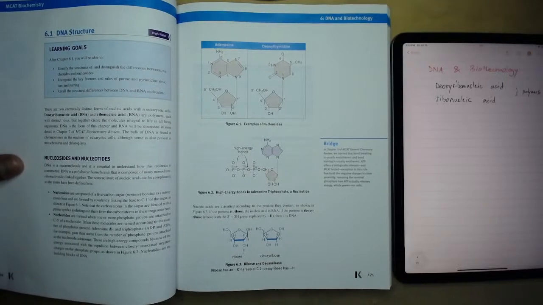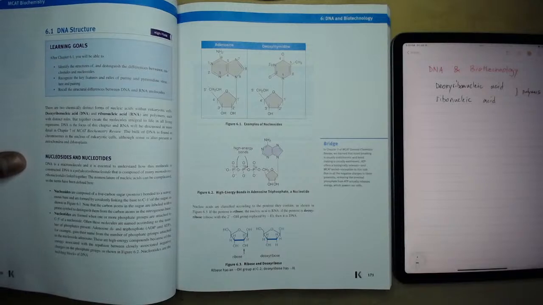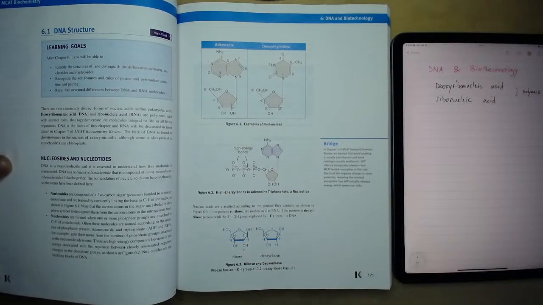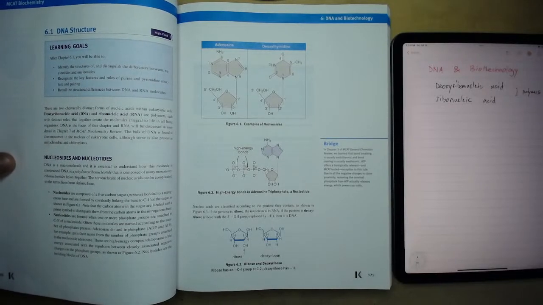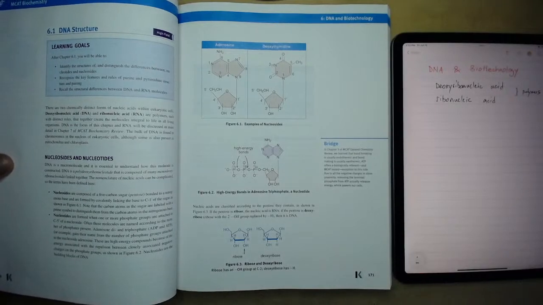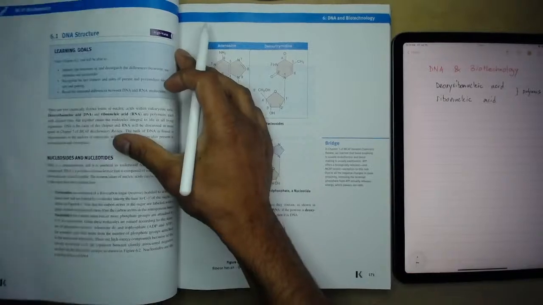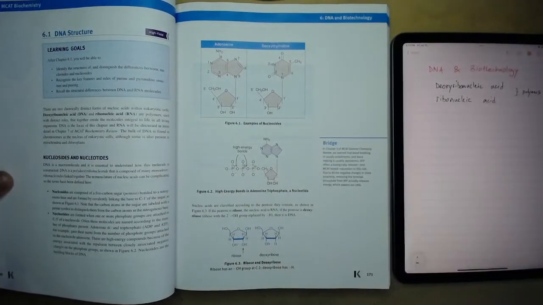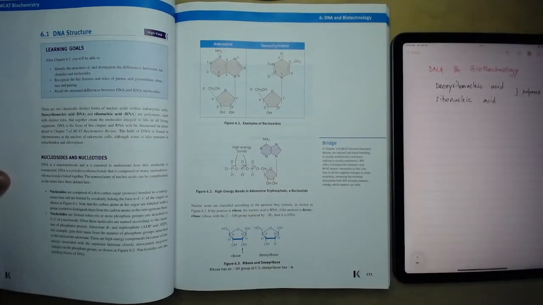Nucleosides and nucleotides. DNA is a macromolecule and it is essential to understand how this molecule is constructed. DNA is a polydeoxyribonucleotide that is composed of many monodeoxyribonucleotides linked together. The nomenclature for nucleic acids can be complicated, so the terms have been defined here.